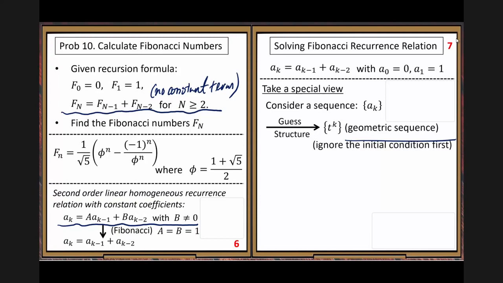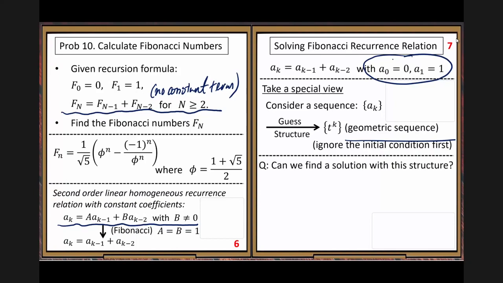All right. So when we fit it, let us ignore the initial condition first. We know we need to satisfy the initial condition, but let's look at the major part. Initial condition, let's delay it. Let's take care of the major part, the recurrence relation. So ignore the initial condition temporarily.